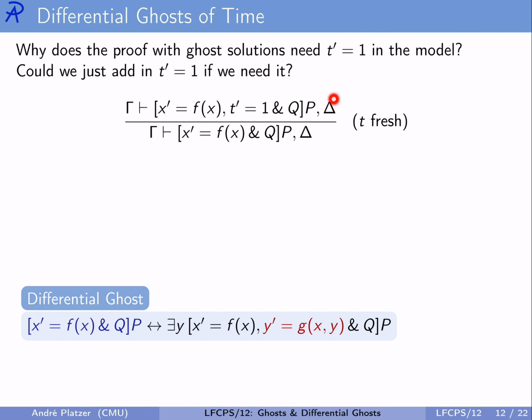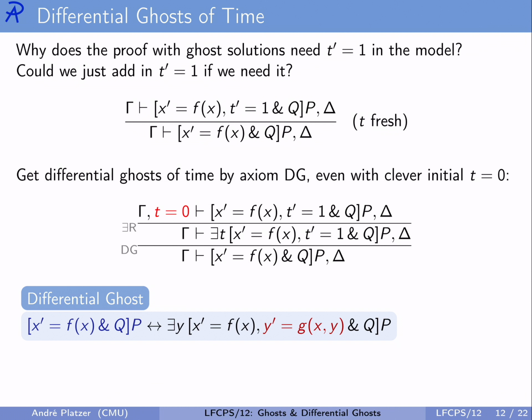Well, we will derive this from the differential ghost principle, like so. We point to this differential equation and say, please replace the left-hand side of the differential ghost axiom with the right-hand side, where we're at liberty of choosing a new right-hand side for the differential equation, g of x, y. And this time it's just a new variable t. Of course, y has to be new here as well. t is new, and we say t prime equals 1 is the right-hand side. Do we need to prove this for some initial value of the variable t?